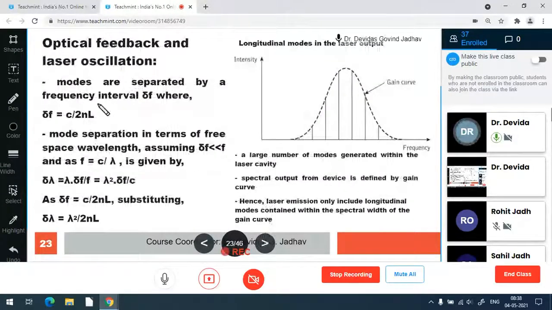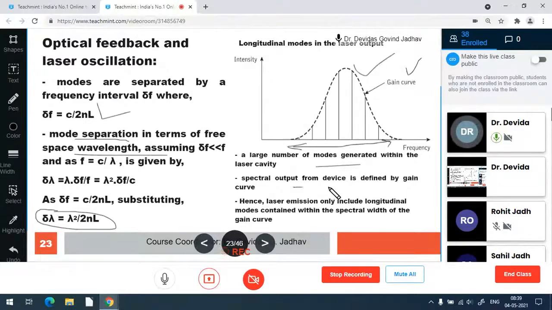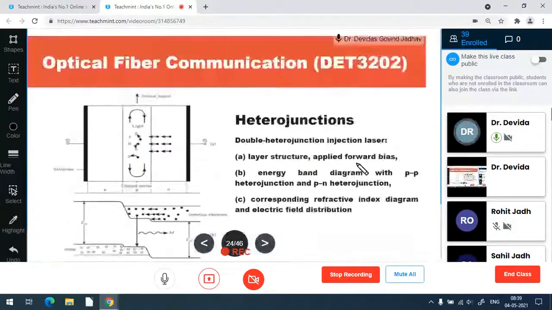So this is the difference, c upon 2nL, and this is the gain curve which supports only these frequencies with very narrow line width. This difference in the frequencies can also be found by mode separation in terms of free space wavelength, as delta lambda equal to lambda square upon 2nL. So a large number of modes are generated within the laser cavity, and the spectral output from the device is defined by the gain curve, and laser emission only includes the longitudinal modes which are within the spectral width of the gain curve.